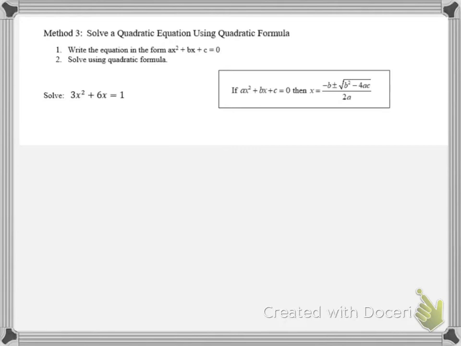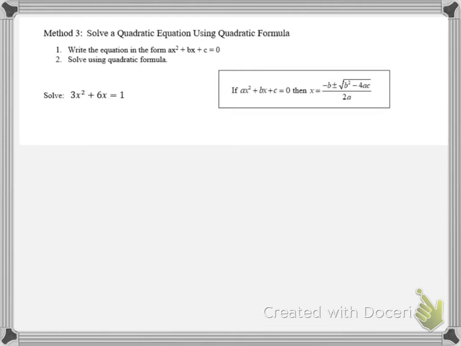Now we will consider the method of using the quadratic formula to solve a quadratic equation. So when you cannot factor a quadratic equation and when you can't use factoring, you can use the quadratic formula. Now, you can always use the quadratic formula, but I like to try factoring first. So if factoring is not an option, then we can use the quadratic formula.